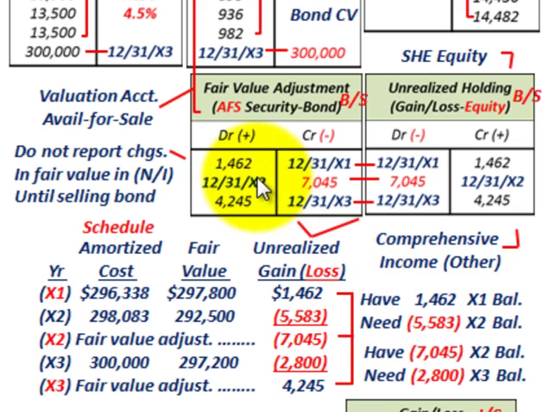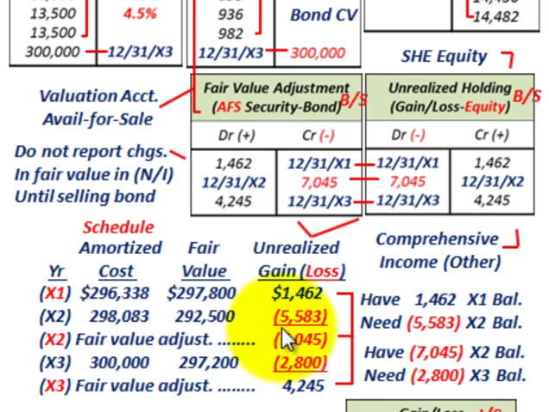So you can look at it in terms of debits and credits in any one of these accounts here, the fair value adjustment or our unrealized holding. But say you got a debit amount here of $1,462, and we have to get down to what we have here, the difference, this loss amount here for year X2. So the only way we can do that is you just look at your debits and credits. We need to get to a $5,583. That's the end of year X2 balance in our accounts here.